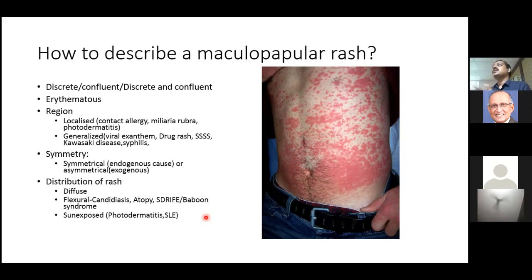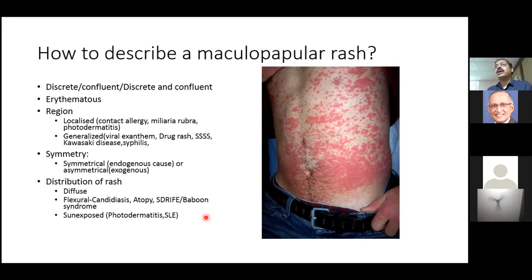Generalized would mean that either you're dealing with a viral exanthem or drug rash, or SSSS, staphylococcal scalded skin syndrome, or it could be Kawasaki disease, or if it is a young teenager or an adult who has had a sexual contact, it could well be secondary syphilis, which the patient would not even notice because it's largely asymptomatic. Unless you ask the sexual history, you would never be able to pick it up. So you have to closely think of all the differentials when you see a maculopapular rash.